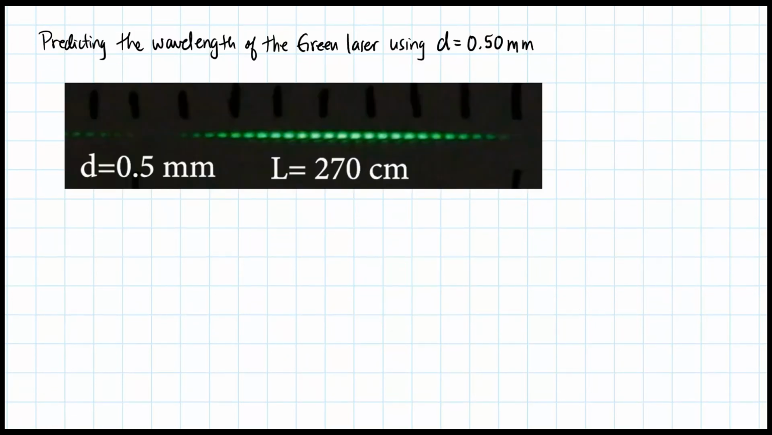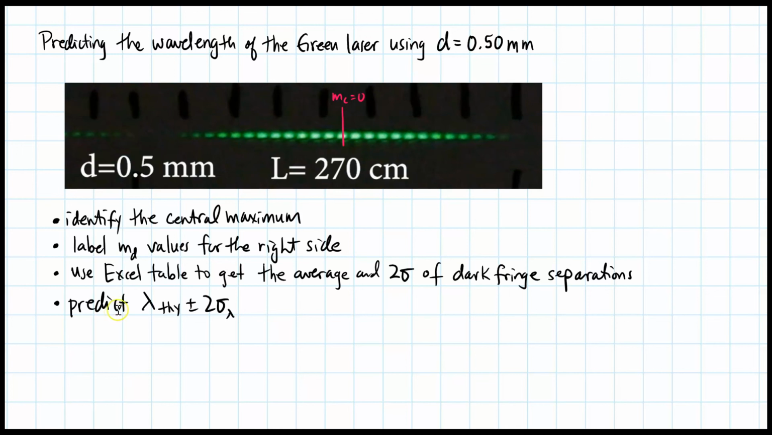Predicting the wavelength of the green laser using a slit separation of 0.50 millimeters. So this is from John's video again. So then repeat the exact same thing that we did, but this time focus on calculating the wavelength by measuring the dark fringes.